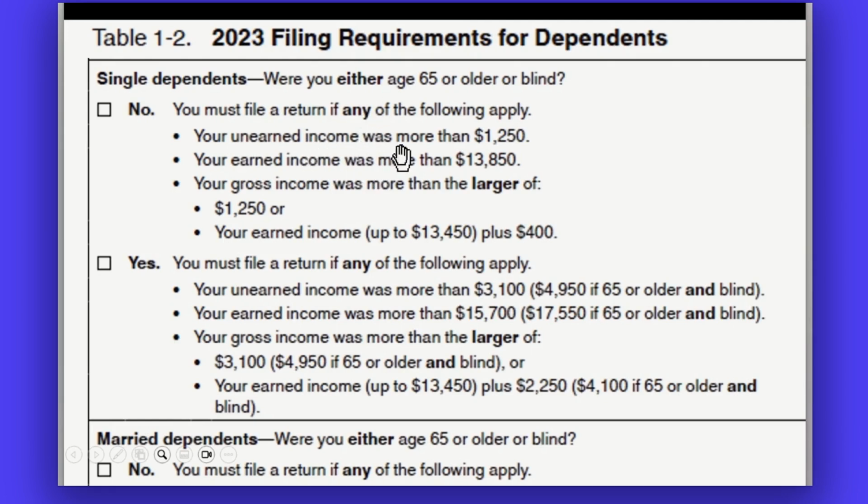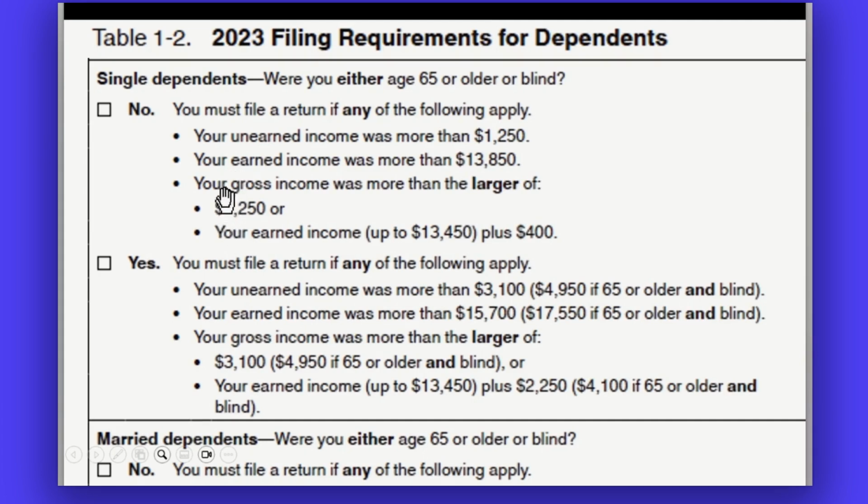If their unearned income, interest, dividends, etc., was more than $1,250, then no matter what these other categories are, they must file a Form 1040. If their earned income from a part-time job or what have you, or a business, if it was more than $13,850, then they need to file. Or if their gross income, which is a combination of earned and unearned income, is more than the larger of $1,250 or their earned income plus $400. And it's their earned income up to $13,450, then you would add the 400, which would get you back to their $13,850 that's shown up here.